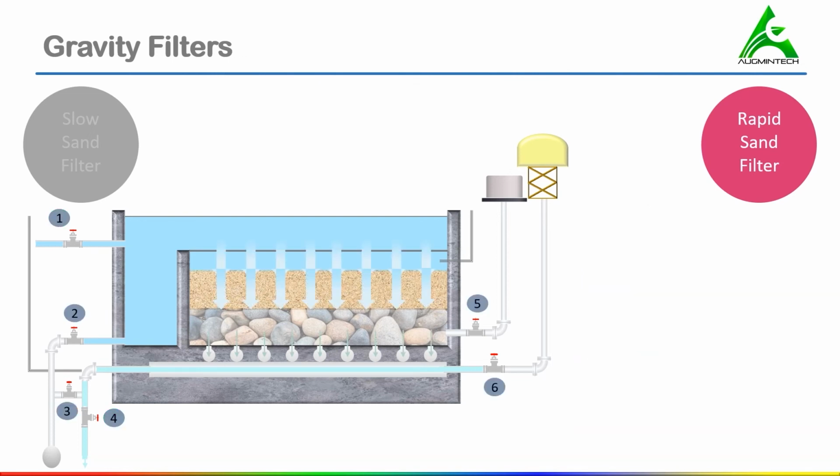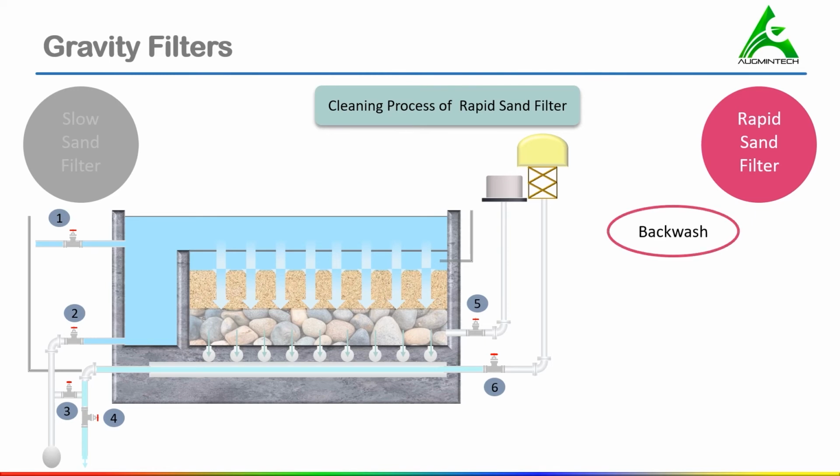So now we have the cleaning process of the rapid sand filter. For cleaning the rapid sand filter, we have to perform the backwash process. In this backwashing process, the flow of water through the filter is reversed to clean out the trapped particles. The question is, when to backwash the system? Three factors can be used to assess when the filter needs backwash.